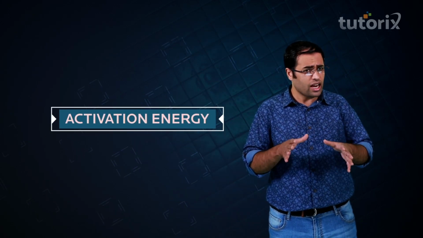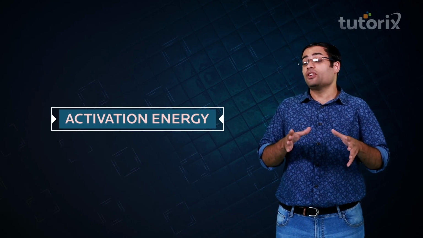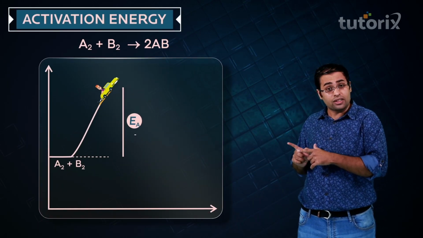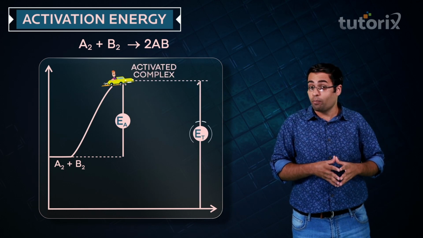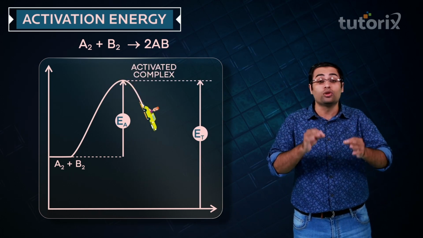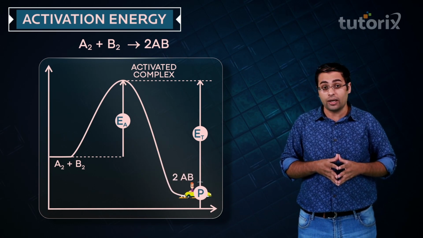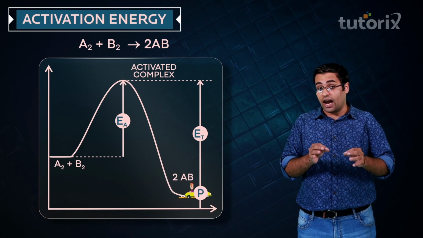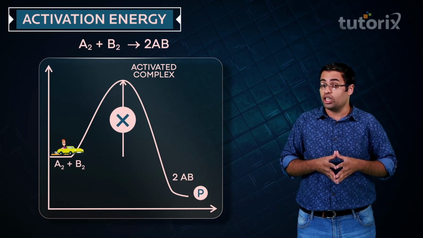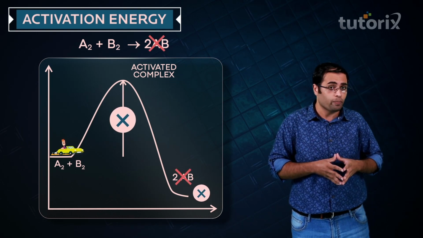Hello everyone. So by now, all of you must know what this term called activation energy is, right? We know that activation energy is the energy that needs to be given to the reactants to form the activated complex. And it is this activated complex that leads to the formation of products, right? So we can say that if the reactants are not given this activation energy, then products will not form.